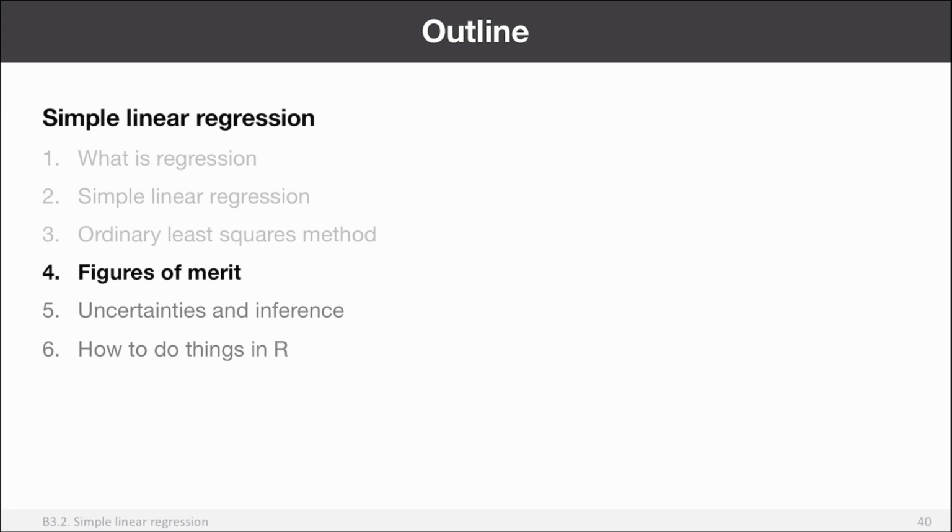Now we know how to fit the line model. We know how to find the orientation of the line that minimizes sum of squared errors. But how to evaluate the quality of this model?